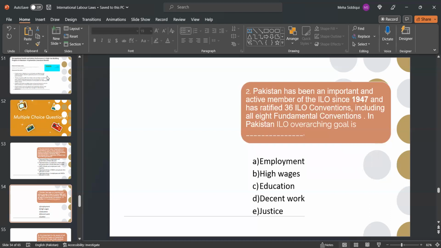MCQ number 2. Pakistan has been an important active member of ILO since 1947, has ratified 36 ILO conventions, including all 8 fundamental conventions. In Pakistan, the ILO overarching goal is employment, high wages, education, decent work, justice. Any idea? It is D, decent work.